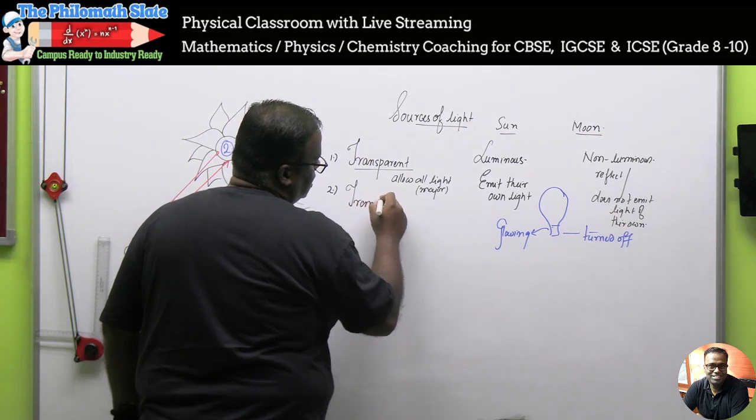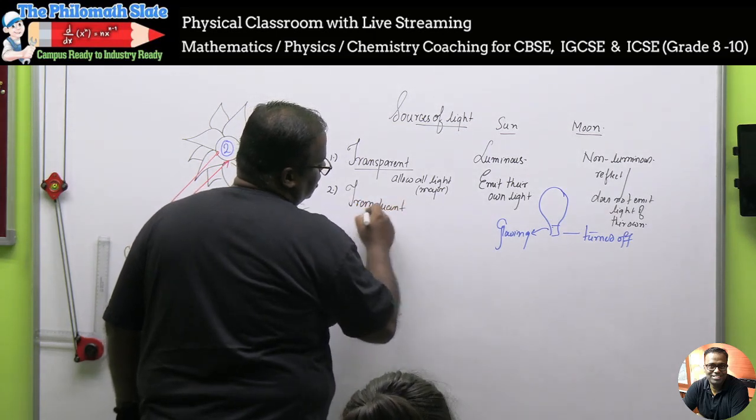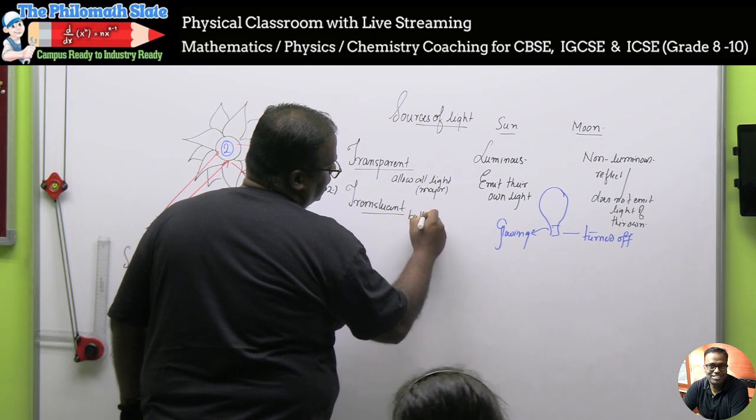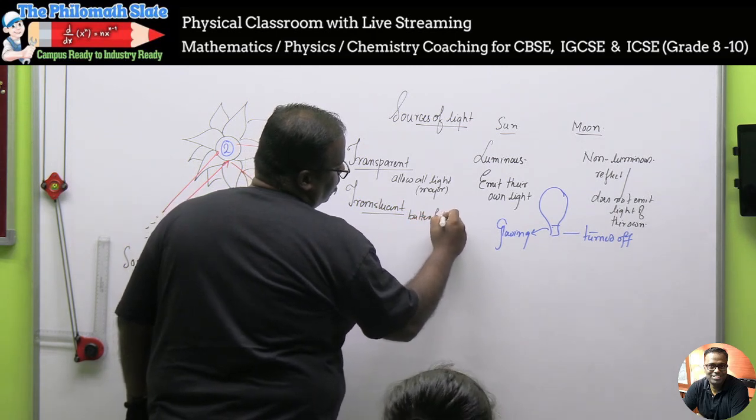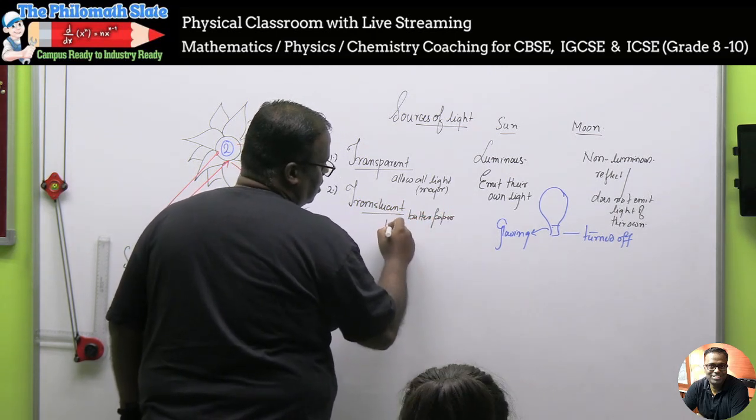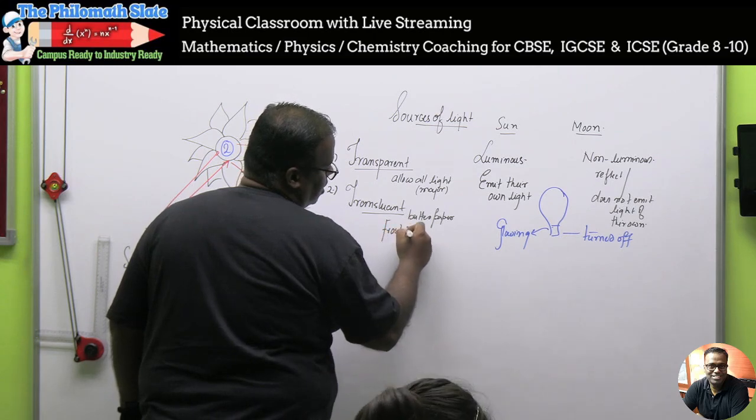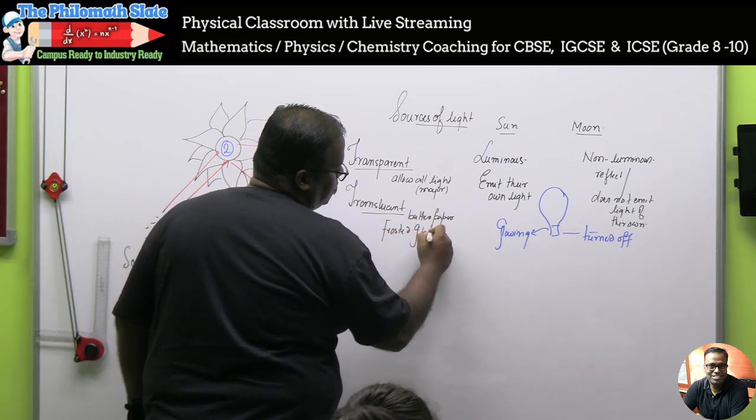Then comes what? Translucent. Translucent is something like butter paper, ठीक है ना, और frosted glass. फ्रॉस्टेड ग्लास जो बाथरूम में पेन में लगा रहता है.